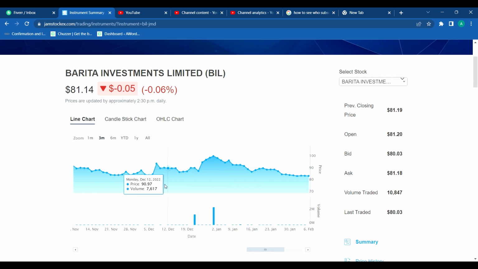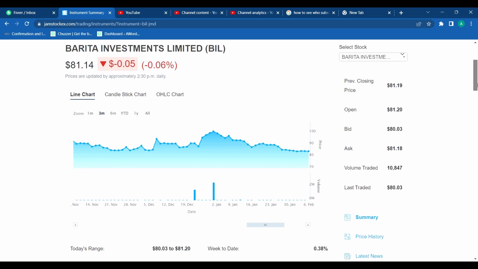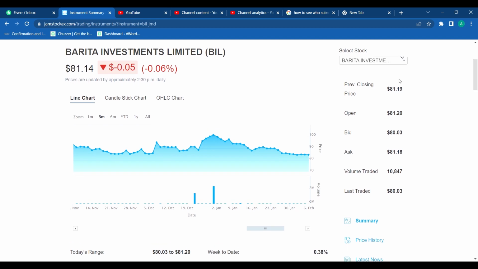Now if you look to the right, you will see where it says previous closing price. The previous closing price is $81.19. This shows you the price before the current price. It shows you yesterday's price. Under that, it shows you open.